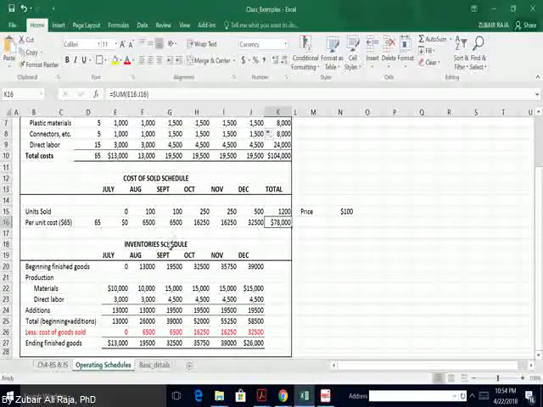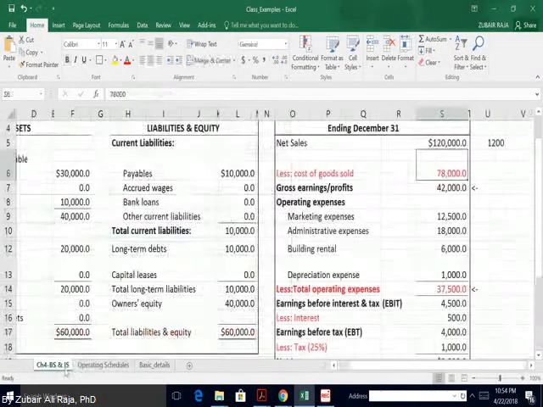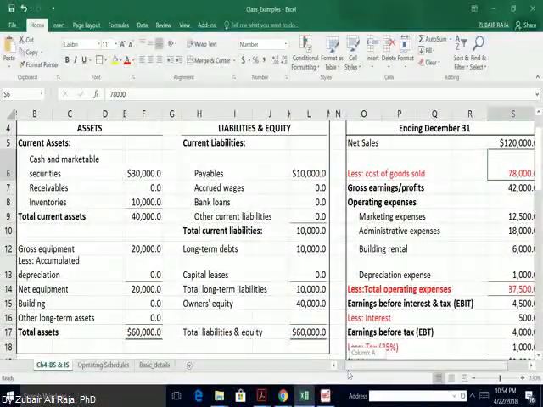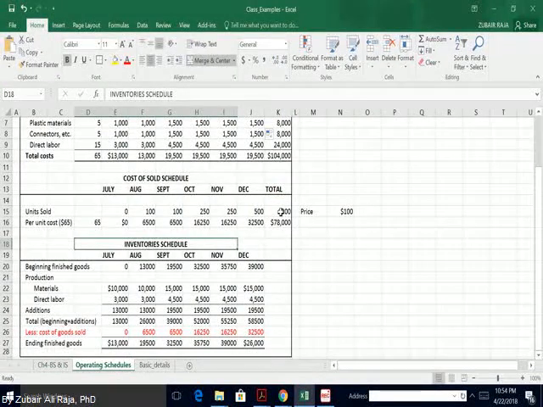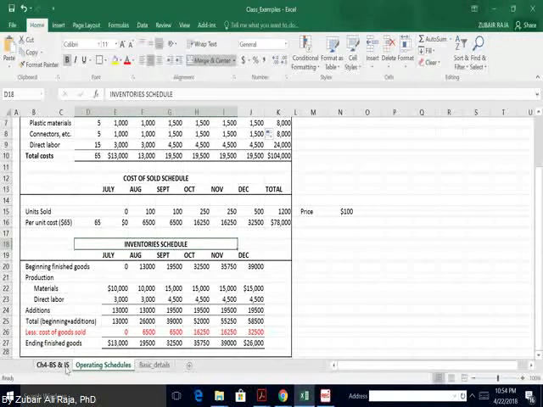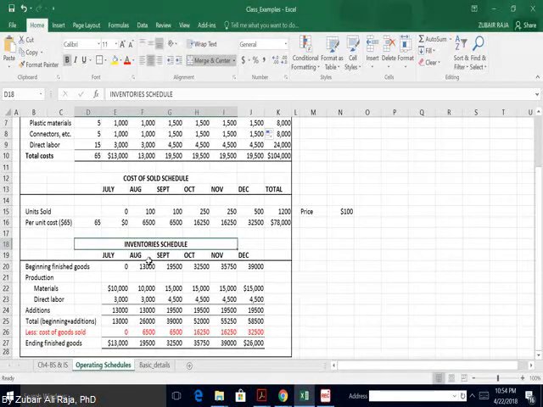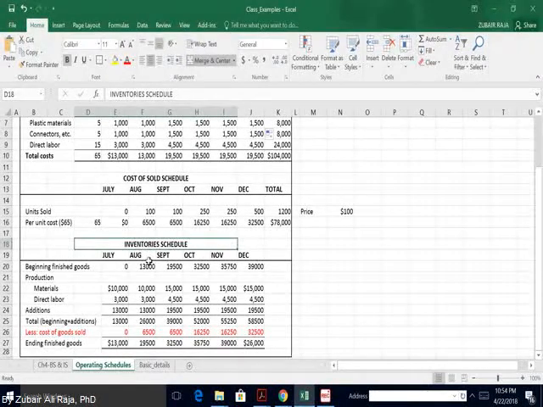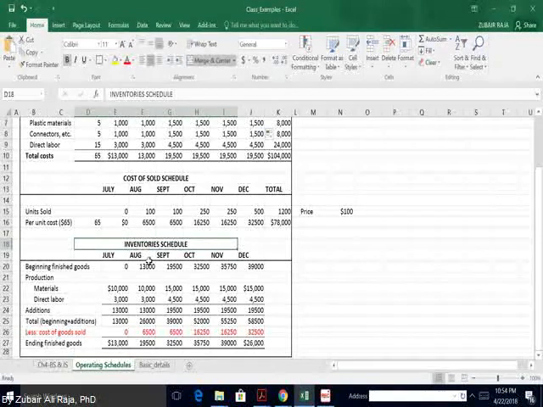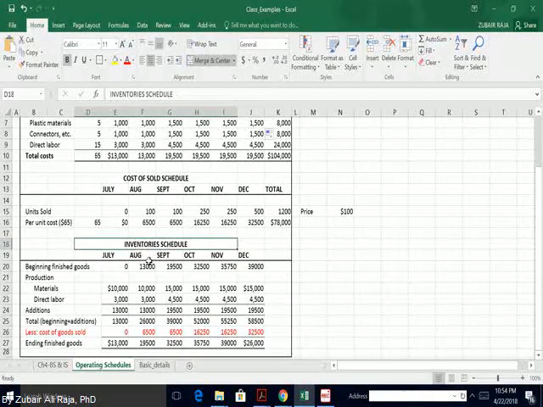Now let's go to the inventory. I want to know what the inventory is by the end of December. Why do I need it? Because I now need to prepare the balance sheet of 31st December. I want to know what assets this company is holding after 6 months of operation.